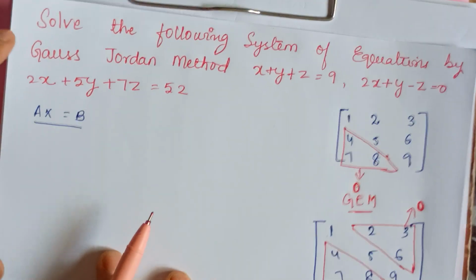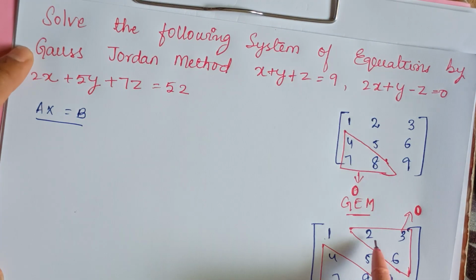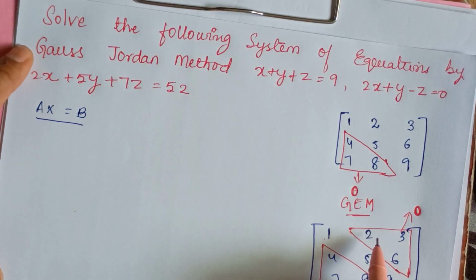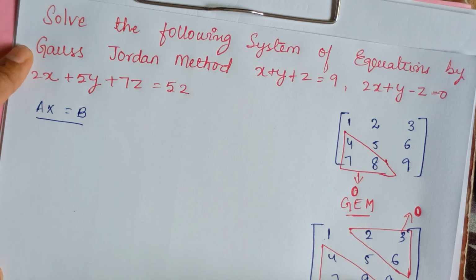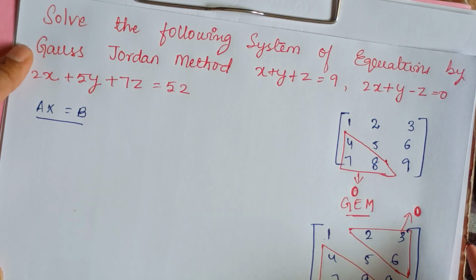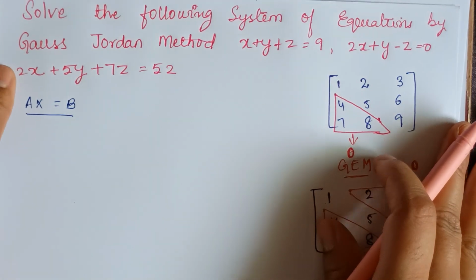We are going to follow the Gauss elimination method first, and slowly, as we move forward with the steps, we are going to reduce the upper triangular elements, that is the elements above the diagonal elements, also to 0. This is what we are going to do.